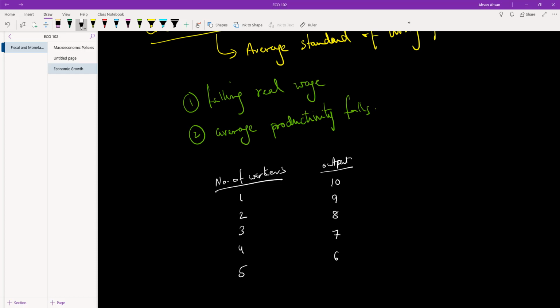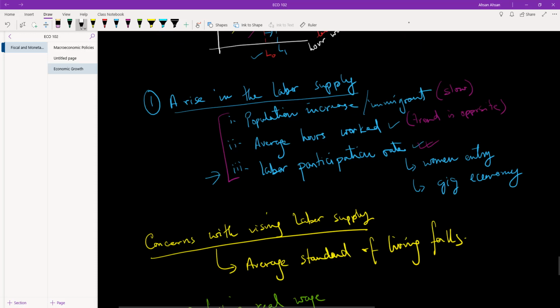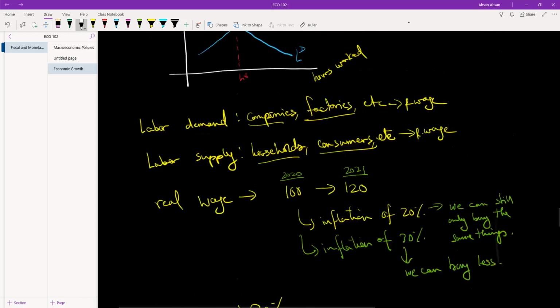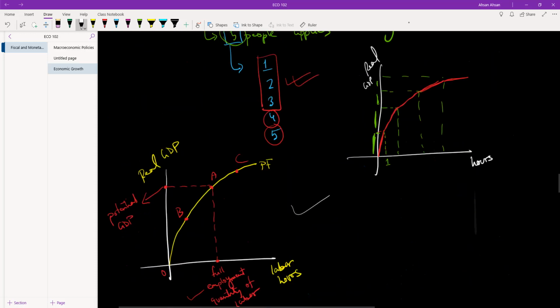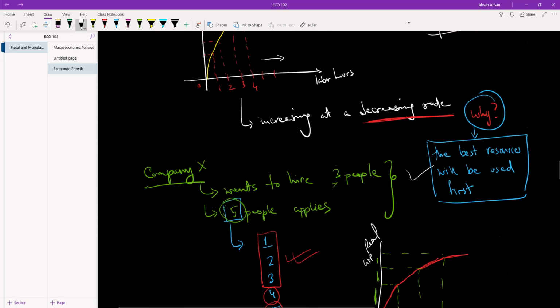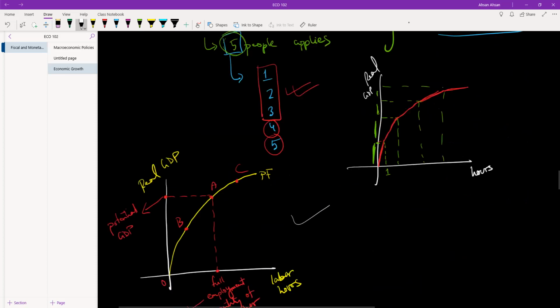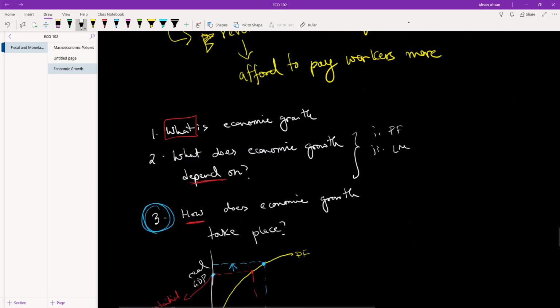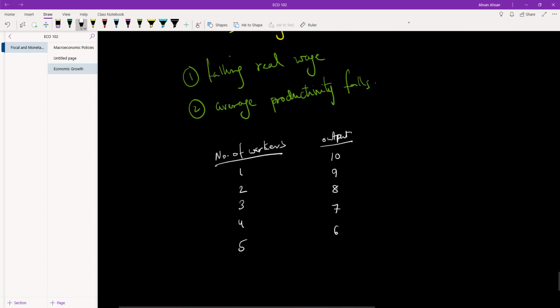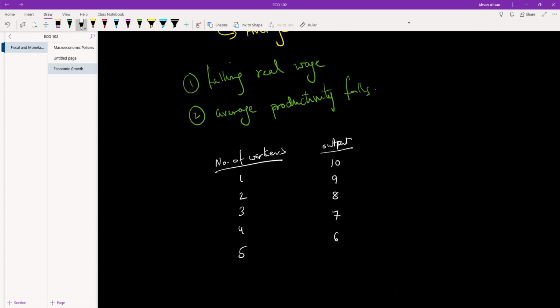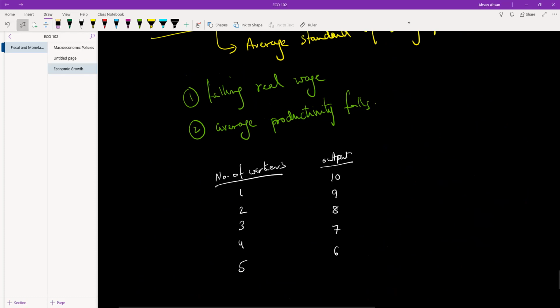When we're employing people, of course we are going to start with the best resources, right? That was the explanation we wrote down up here. The best resources will be used first. So when the economy is trying to figure out who to hire out of these 5 people, we are going to start with person 1, then we will move on to person 2, then to 3, and so on until we hire 5 people.